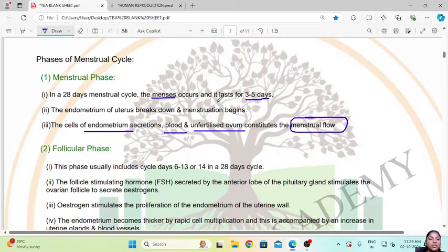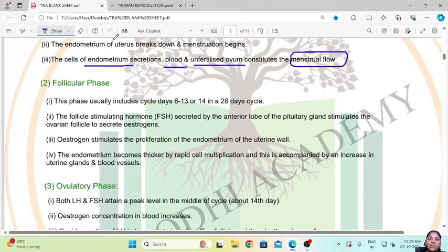This is the menstrual phase, where the menstrual flow will start and it will last for 3 to 5 days. Then the next phase after this is the follicular phase. This phase usually includes cycle days from the 6th day to the 13th or 14th day in the 28-day cycle.